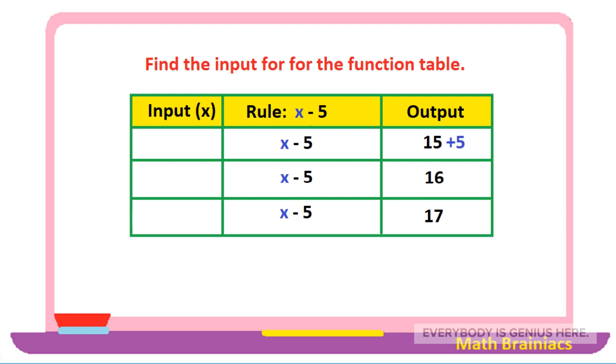Therefore, 15 plus 5 will give us 20. So the first input is 20 when the output is 15, by applying the rule x minus 5.